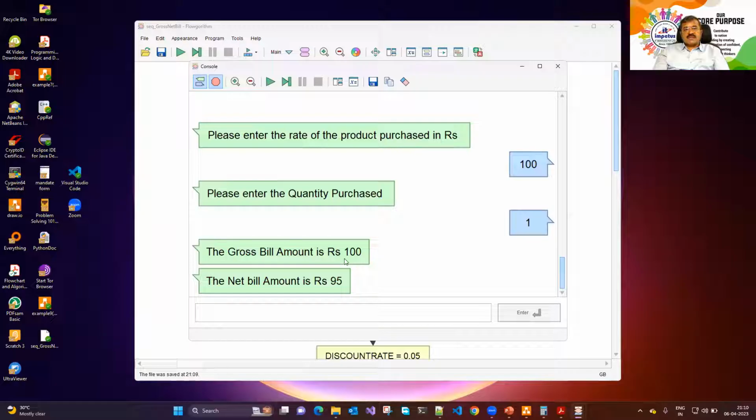So in that case, it says gross bill amount is 100 rupees. That's correct. But net bill amount is 95. So for a given value, we're testing the code. Where is the program? We haven't yet written the program. What we have is only a flow chart, and we are executing this flow chart.